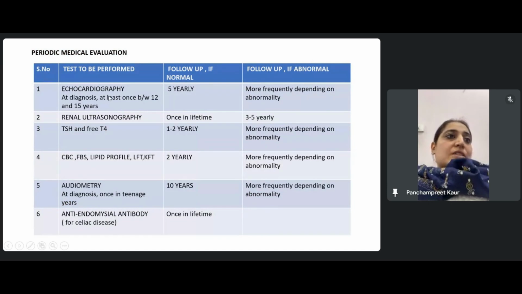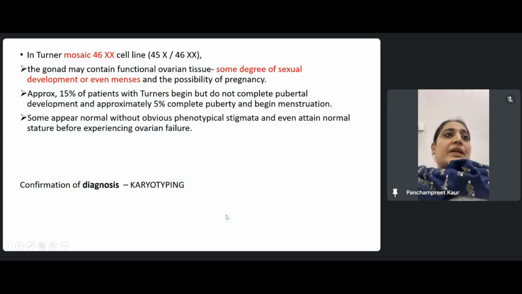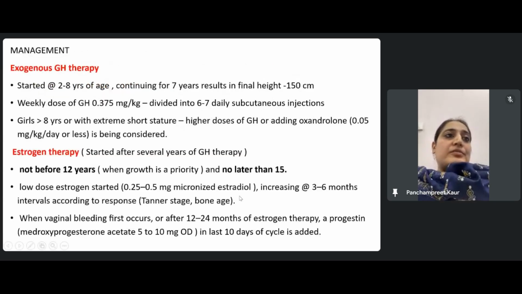If I go just one slide, echocardiography should be done 5 yearly, renal ultrasound once in a lifetime, and if abnormal, it should be followed up 3 to 5 yearly. TSH 1 to 2 yearly, and more frequently depending upon the abnormality. The blood tests 2 yearly. Audiometry every 10 years or more frequently depending on the abnormality. And for celiac disease, we need to screen for the antibodies once in a lifetime. In some Turner mosaics, there might be some degree of sexual development or even menses. So the confirmation of diagnosis will be clinical along with karyotyping.